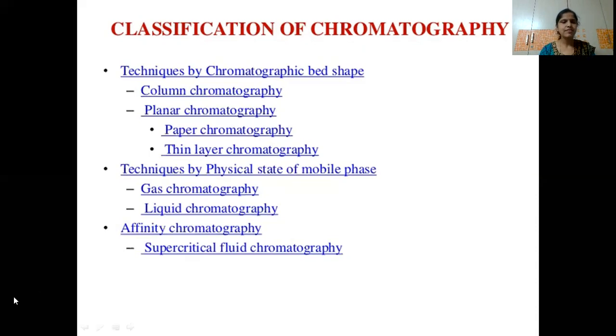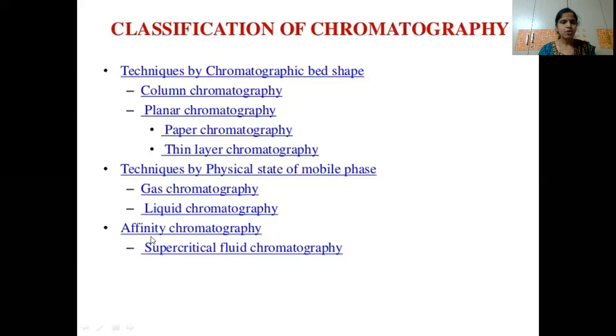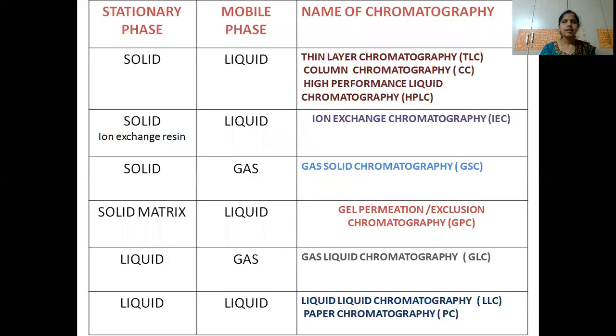The other one is affinity chromatography. So affinity here is based on the affinity between the sample and the stationary phase. Under this, we have an example of supercritical fluid chromatography. We'll study all these techniques in detail in our later classes. Now this is another type of classification, where it is based on the nature of the stationary phase and the mobile phase.